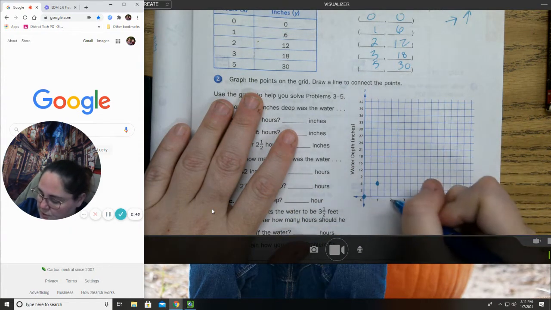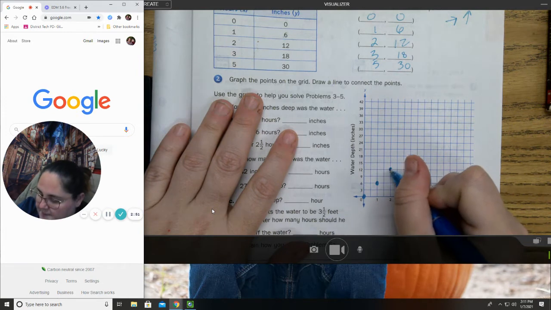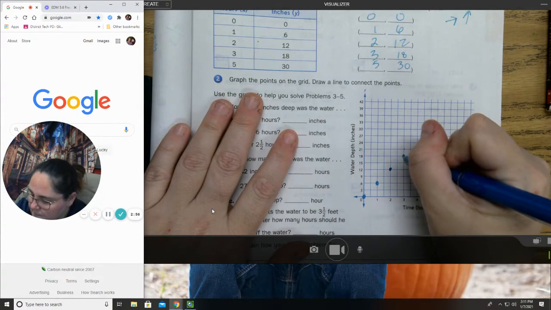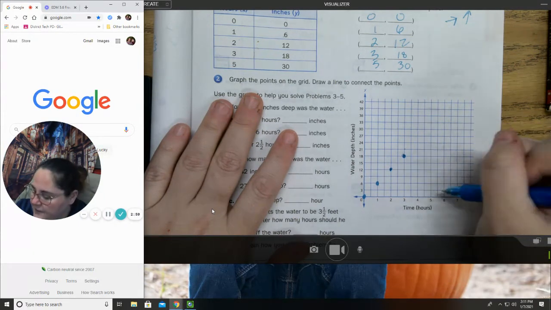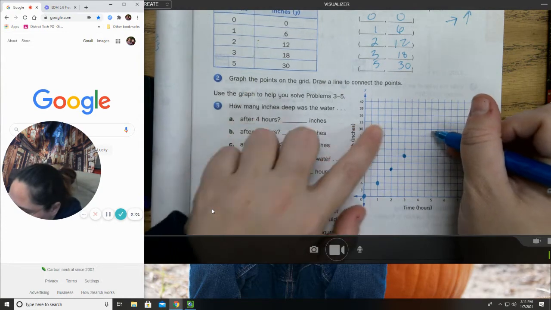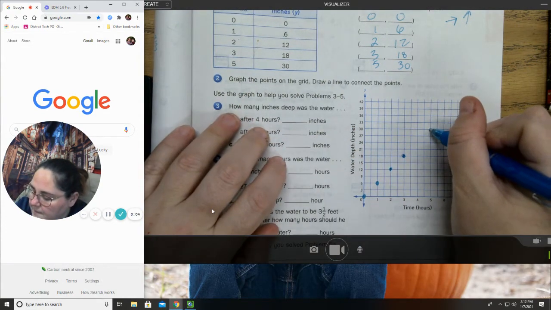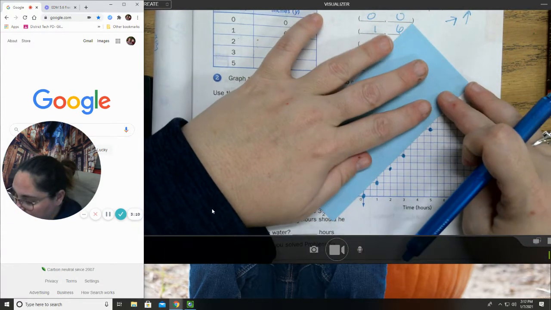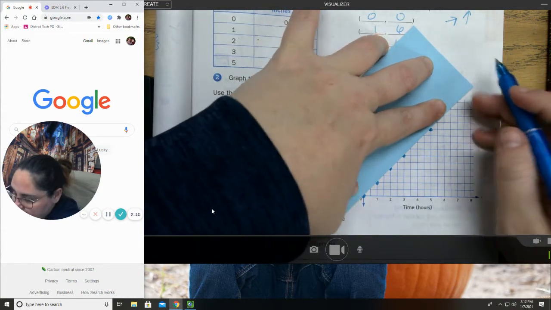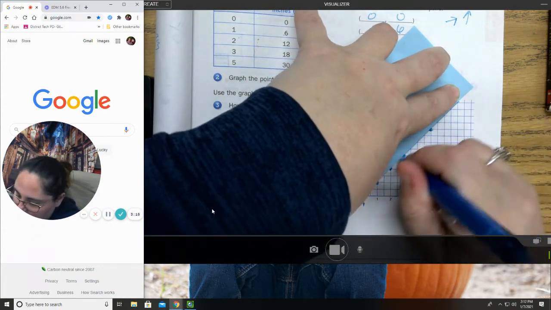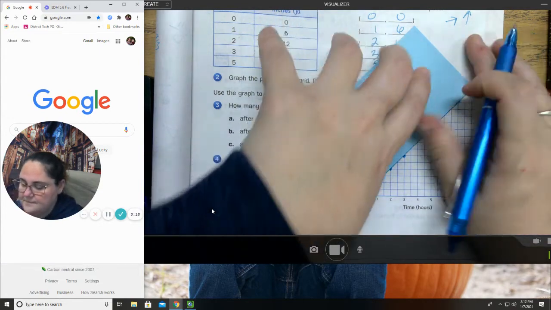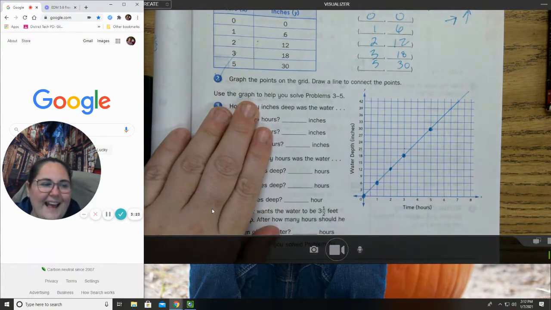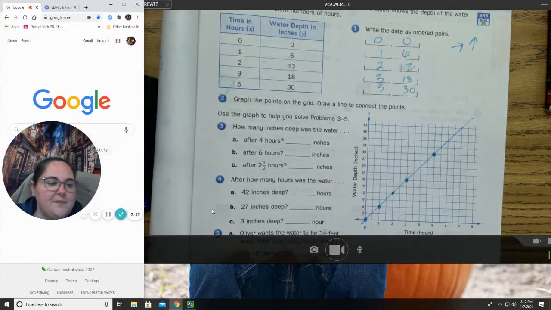2, 12. So over 2, up until I see 12. 3, 18. And 5, 30. Over 5, up 30. There we go. And now it says to connect it with the line. So that's what I'm going to do. I'm going to use a little piece of paper that I have right here. It's close enough. It'll work. And I'm going to draw my line. Done. Did I do number 2? Done. Number 3, it says use the graph to help you solve problems 3 through 5.